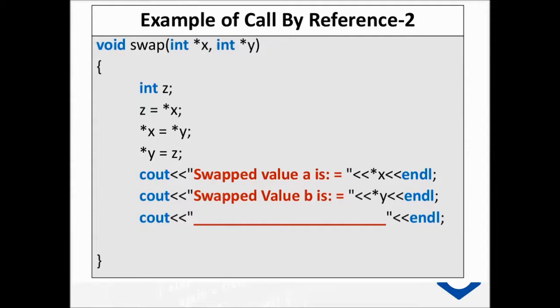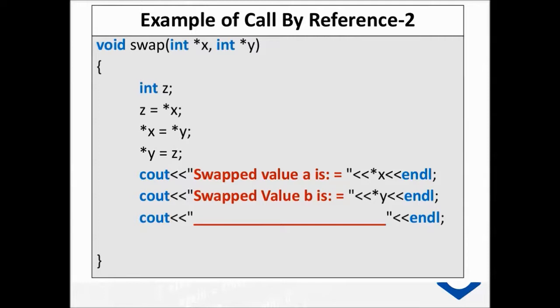Then we store the value of y into x. We write *x is equal to *y. Then we store the value of z into the pointer variable y. We write *y is equal to z. Then we show the values of a and b on the screen.